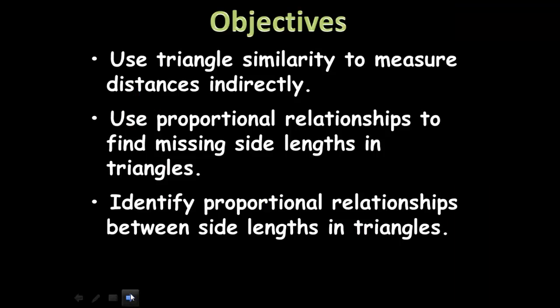The objectives that we're going to discuss in this lesson are to use triangle similarity to measure distance indirectly, and we kind of did that in the last lesson. Use proportional relationships to find missing side lengths in triangles, and we did that in the last lesson as well. And to identify proportional relationships between side lengths in triangles. We're going to do this just like we did in the last lesson, but we're just adding a new theorem to get it all figured out.